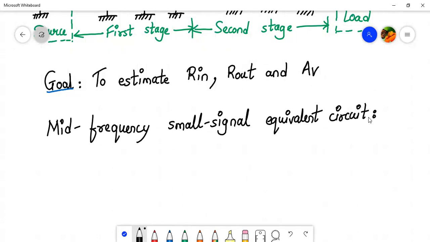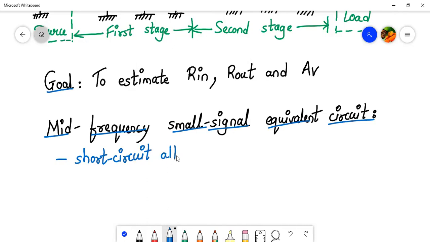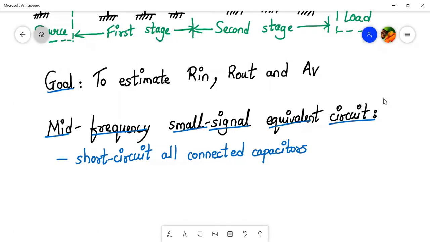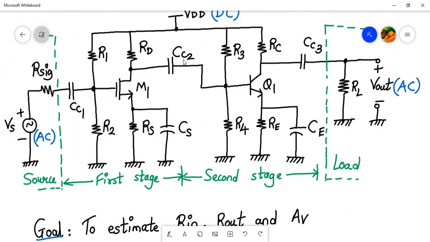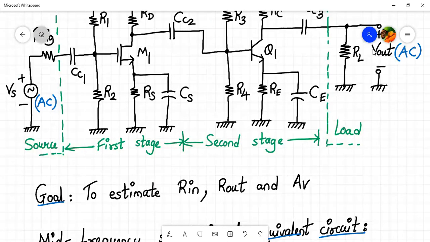So for the mid-frequency small signal equivalent circuit, there are certain conditions. So at mid-frequency, we consider all the capacitors to behave as a short circuit, right? So these conditions I will write over here. So here we'll write, first of all, short circuit all connected capacitors. Let us have a look at what the connected capacitors are: CC1, CC2, CS, CE, CC3. These are all connected capacitors which we have to short circuit.